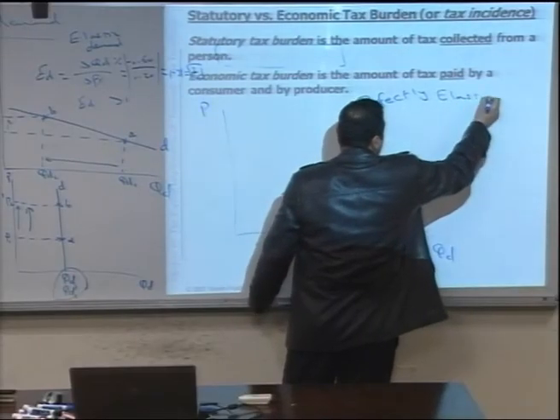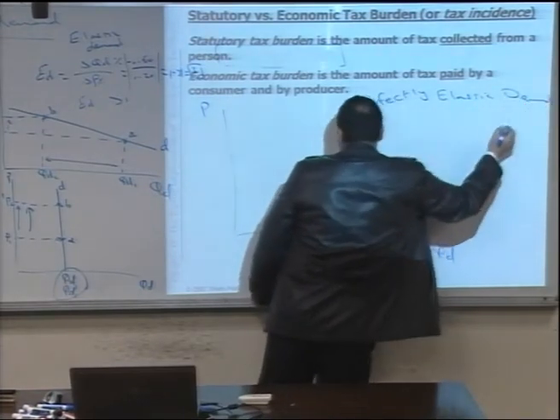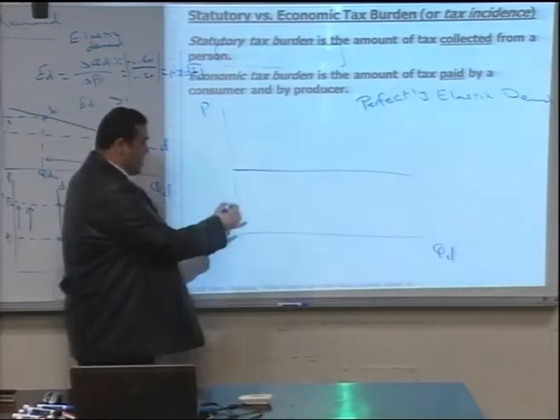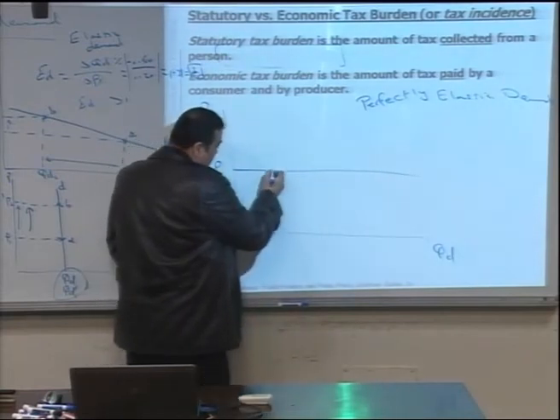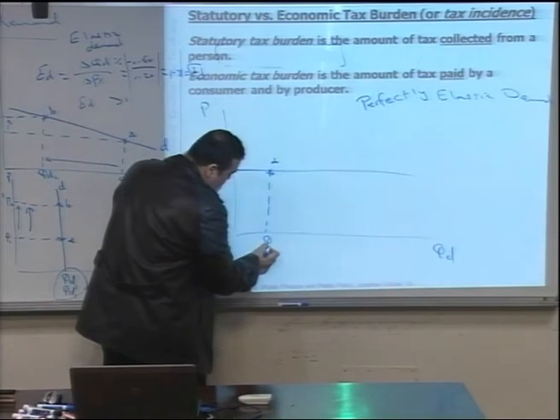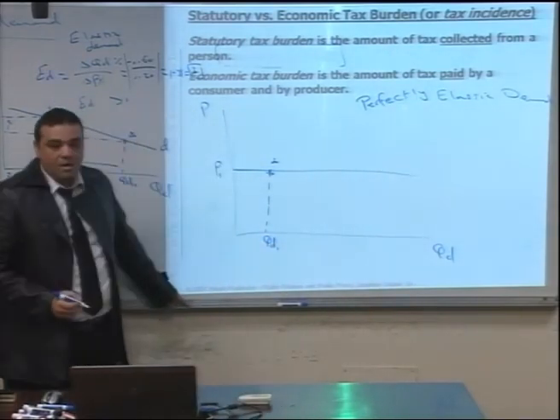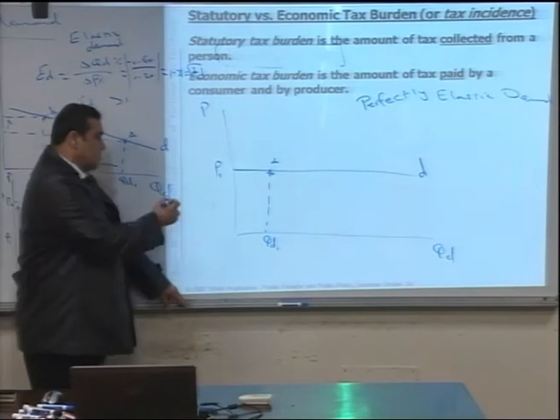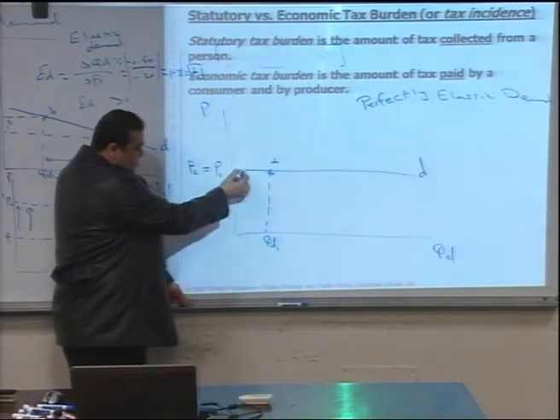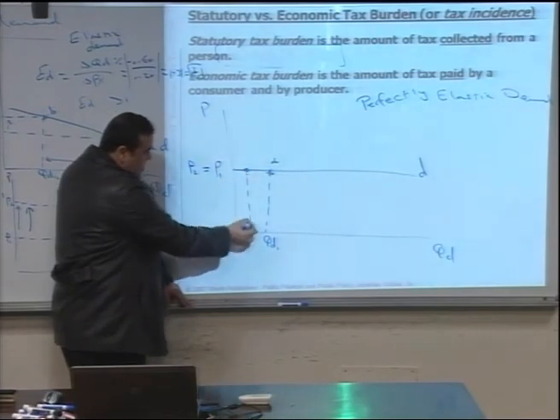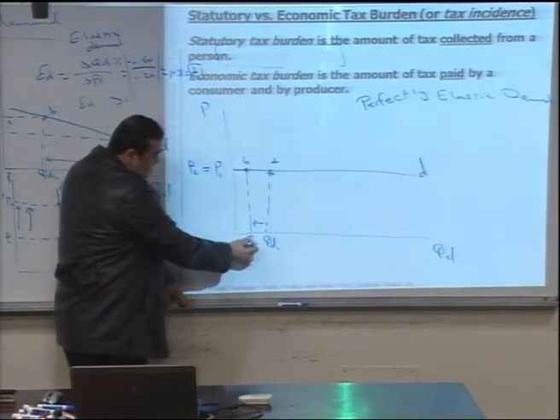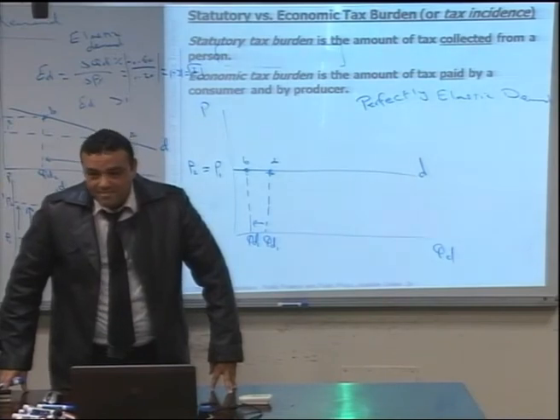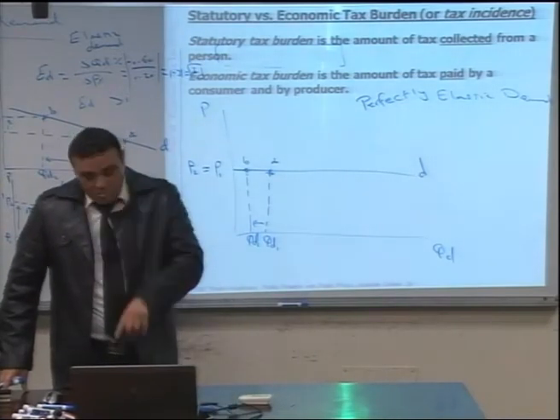Here is perfectly elastic demand. The demand curve will be a horizontal line. A, this is P1, and this is the quantity demanded 1. Demand. No change in the price. Despite that, the quantity demanded fell. It's as if the consumer doesn't care about the good. Right? Okay. Let's go to the analysis here.